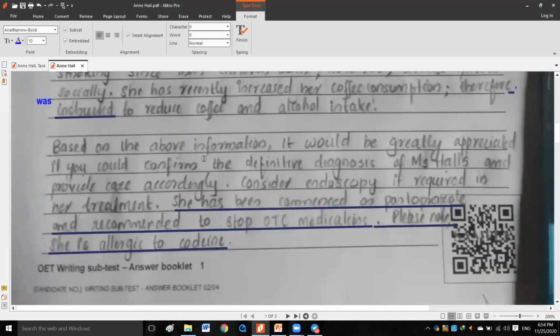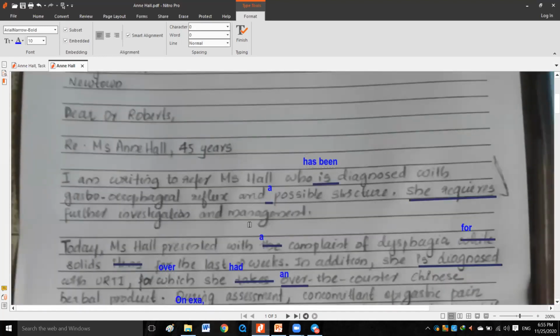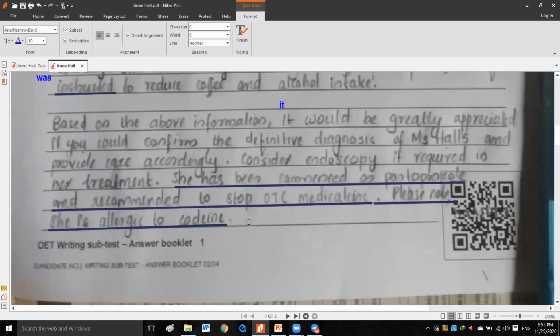Based on the above information, comma, "it would" should be in small letters. It would be greatly appreciated if you could confirm the definitive diagnosis of Ms. Hall and provide care accordingly. Full stop. Consider endoscopy if required in further treatment. Is the endoscopy mentioned at the start? No? Okay, you can accept that.